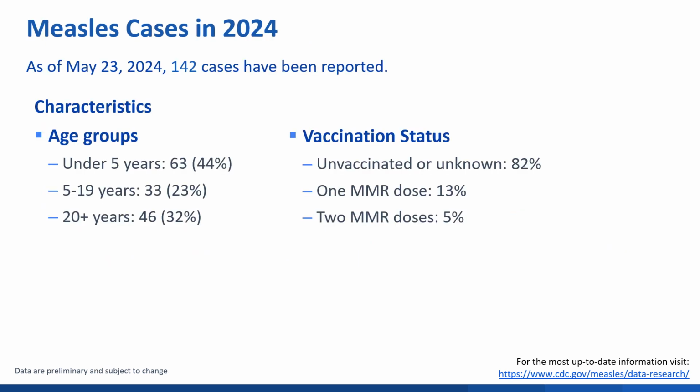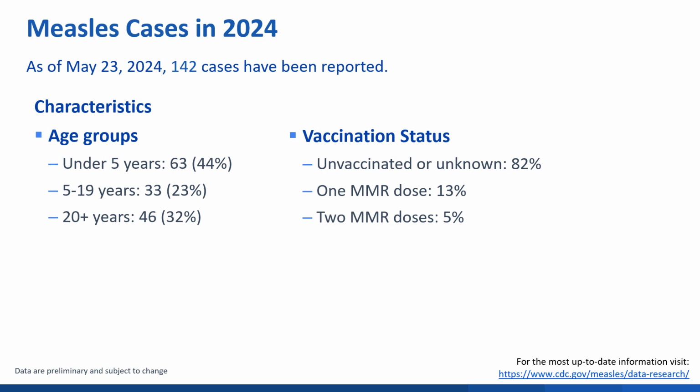These data show a little more information about the measles cases reported during 2024. As of May 23 of this year, 142 cases have been reported. Some of the characteristics: those under 5 years of age represent almost half of all cases, 44%. Those 5 to 19 years of age represent just under a quarter, 23% of all cases. And people aged 20 years or older represent about a third, 32% of all cases.